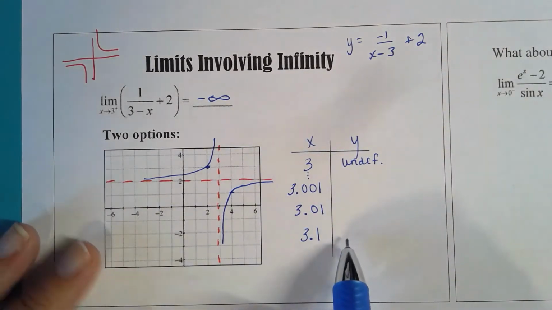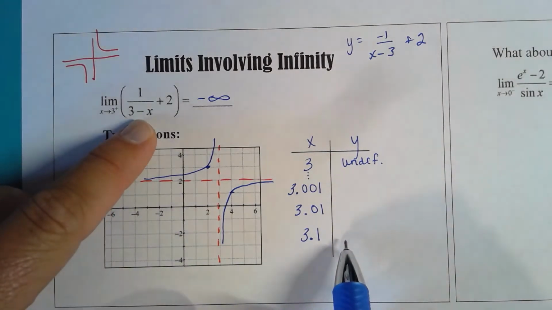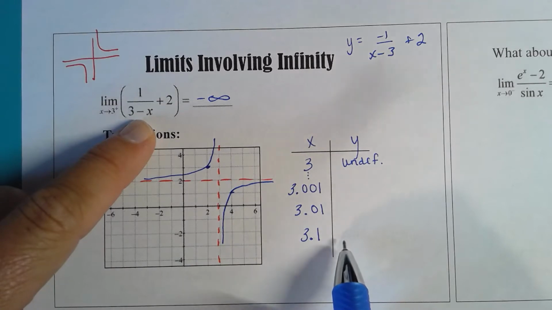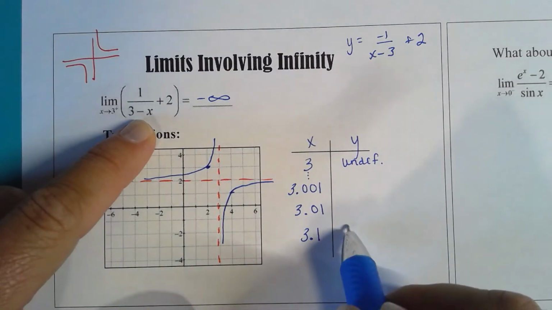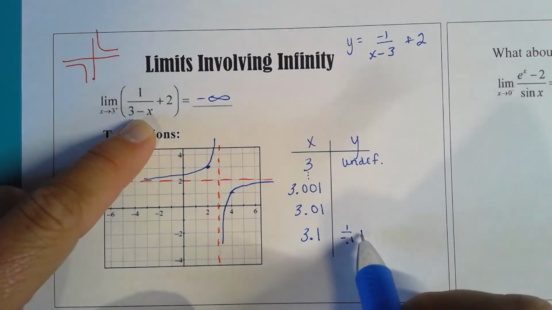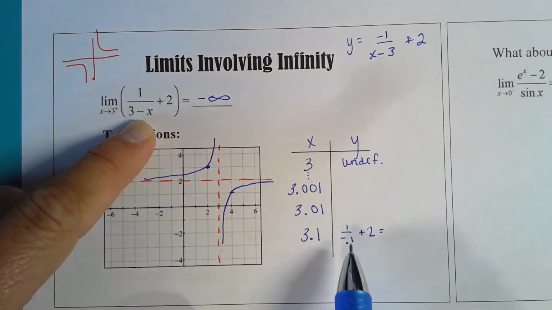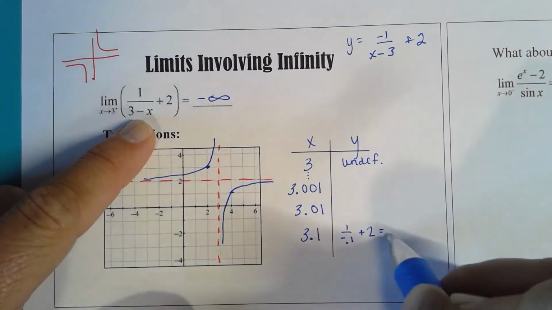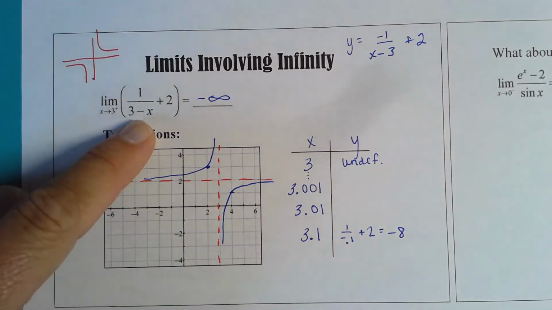Let's start down here. If I plug in a 3.1, I get 3 minus 3.1, which is negative 0.1. And I still have a plus 2. Now why do I like that 0.1? Because it's 1/10. And 1 divided by 1/10 is 10. Negative 10 plus 2 is negative 8. So it's not very descriptive, but that's okay. We don't see a pattern because all we have right now is one number.